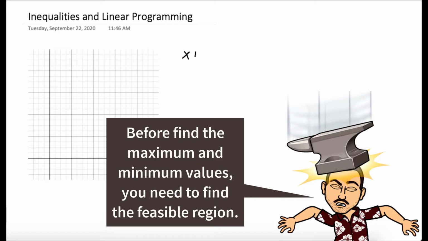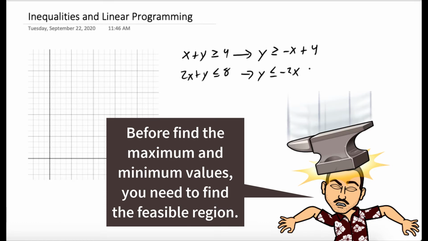So let's take all of our inequalities and get y by itself. This will make it easy to graph. So x plus y is greater than or equal to 4. We could rewrite that as y is greater than or equal to negative x plus 4. Similarly, 2x plus y is less than or equal to 8, we could rewrite as y is less than or equal to negative 2x plus 8. And then our last inequality, y is less than or equal to 4, well, we already have y by itself.